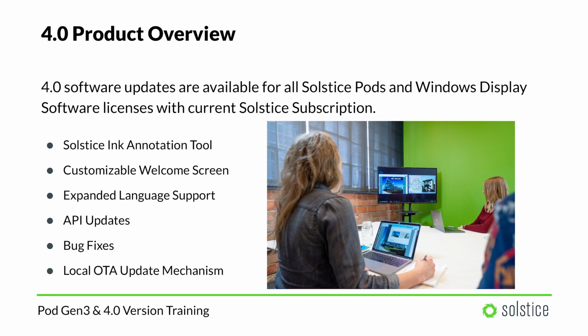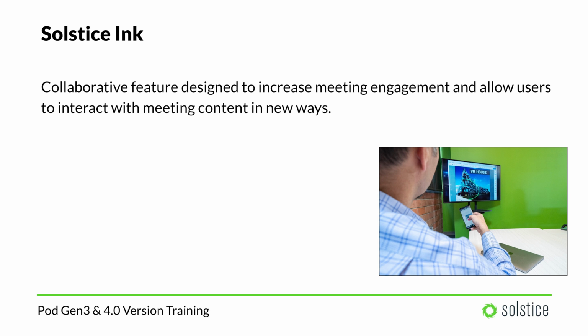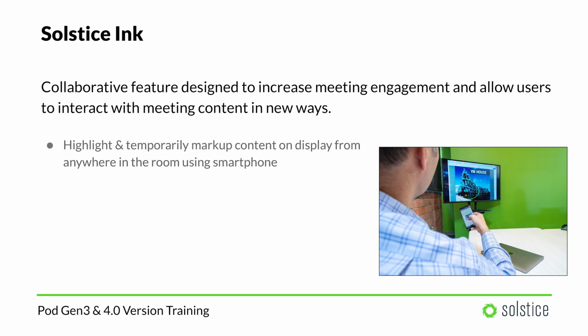Let's take a look at each of these features individually. Solstice Ink, a truly collaborative feature, was designed to increase meeting engagement and allow users to interact with meeting content in new ways. Solstice Ink enables users to highlight and temporarily mark up content on the Solstice display from anywhere in the room by simply pointing and drawing with their smartphones.